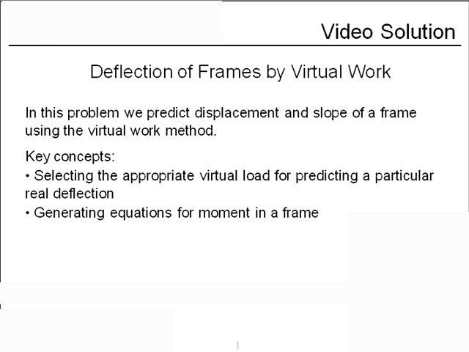Double integration, moment area, and conjugate beam do not work well for predicting deflections of frames. So in this problem we'll predict both displacement and slope for a frame using virtual work. The key concepts we'll use are selecting the appropriate virtual load for predicting a particular real deflection and generating equations for moment in a frame.